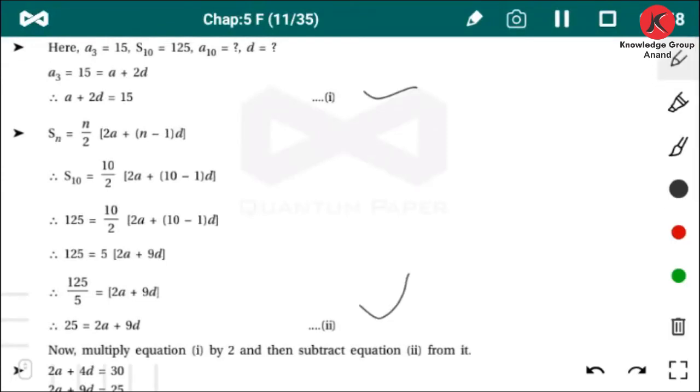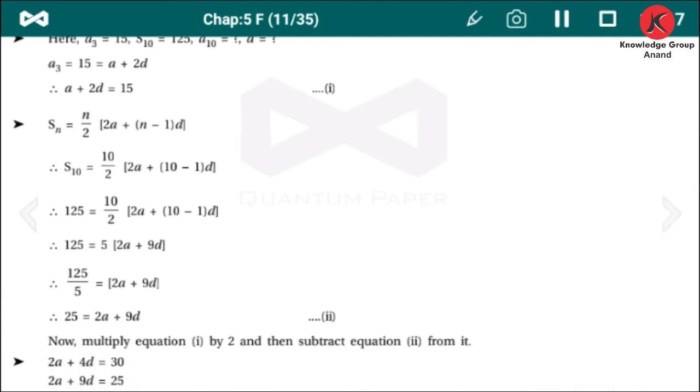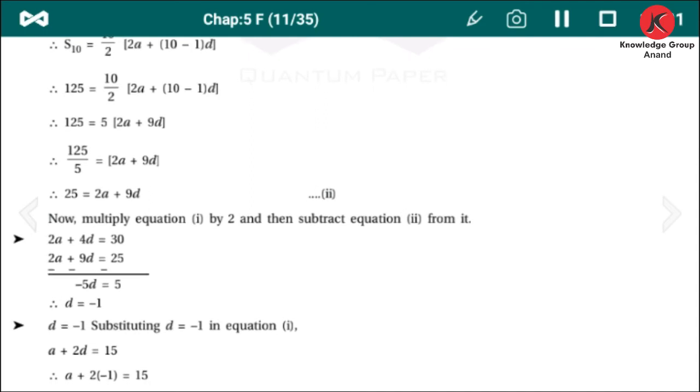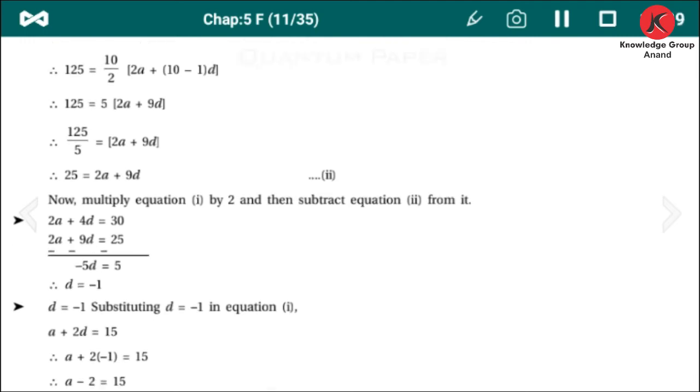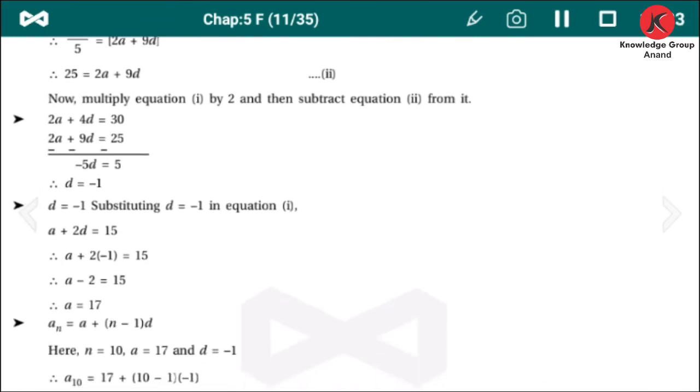Here equation number 1 and 2 both are solved by the elimination method. Multiply equation 1 by 2 and then subtract equation 2 from it, and we get D is equal to minus 1. Putting D is equal to minus 1 in equation 1 or 2, we get A is equal to 17.